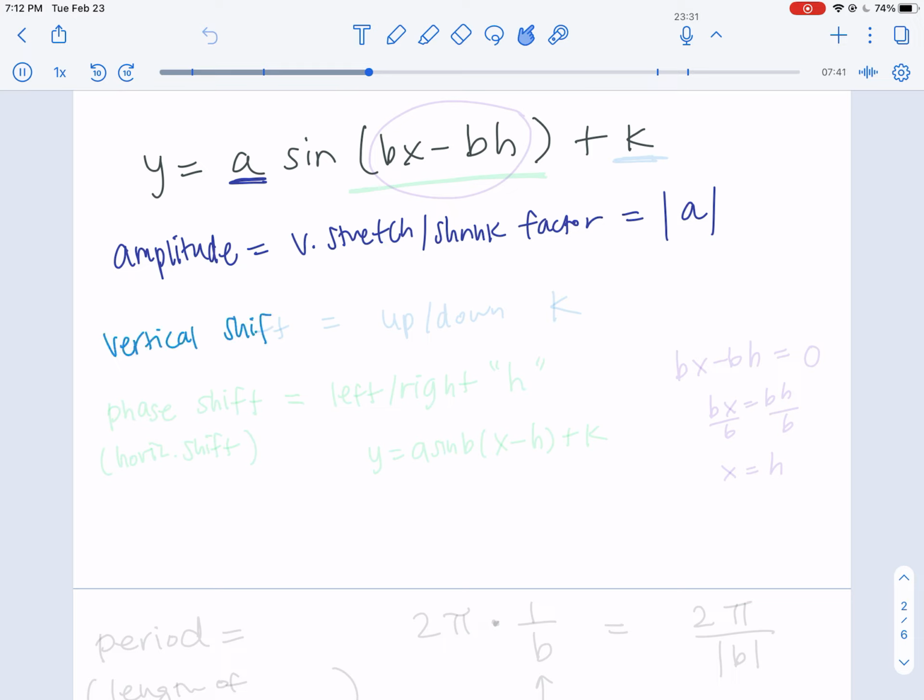Okay, how about the vertical shift? What is that going to be? Either up or down, K, right? Up or down K in the same direction as the sine.